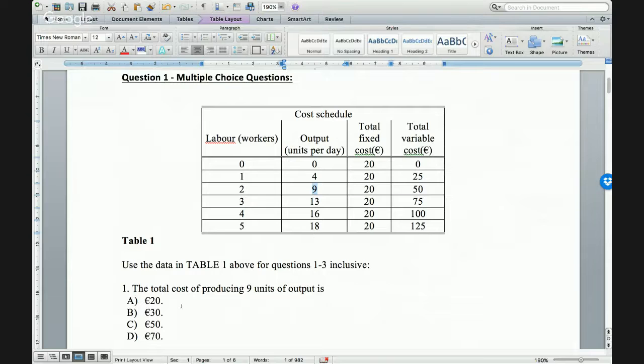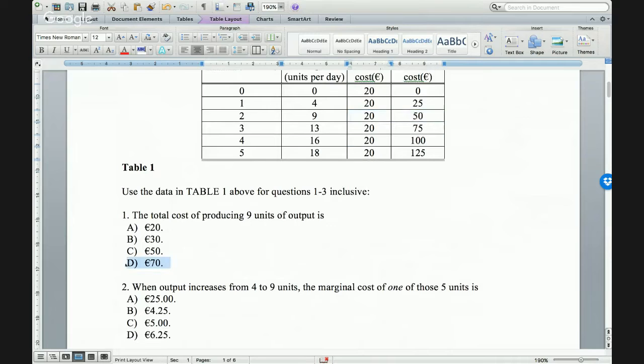So I understand why he's coming up with 20 and 50 here. It's because of these two. But look at your heading, total fixed and total variable. You're asked to get the total cost, and the formula for the total cost equation is your fixed cost plus your variable cost. So your total cost is your 20 and your 50 added together. So in this question, your answer is D, 70 euro.